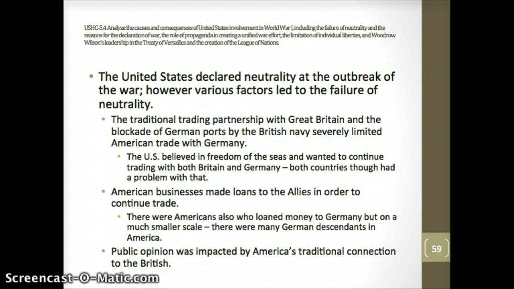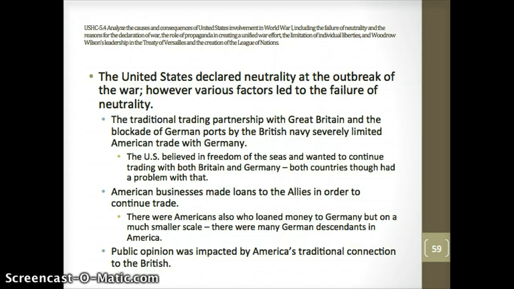However, it actually becomes impossible to trade with Germany because the British Navy is going to blockade the German ports. And since we've always been pretty close to Great Britain anyways, that's not that big of a deal. So we're going to start trading with Great Britain more and more. Well, the Germans aren't going to like that, so they're going to try and sink the U.S. ships that are going to trade with Great Britain. The U.S. also makes loans to the Allies in order to continue trade.